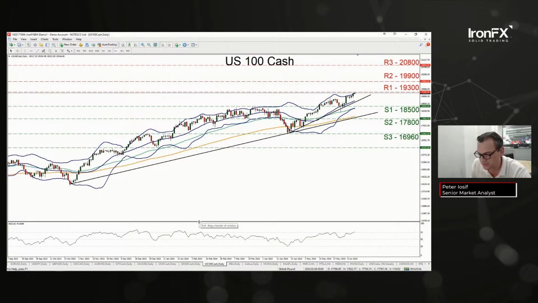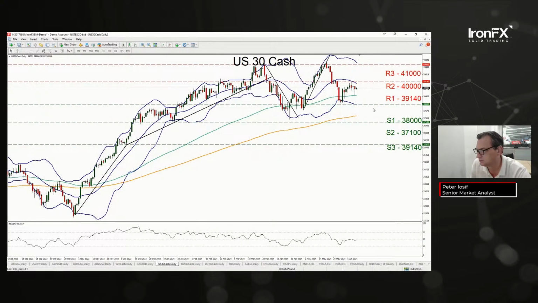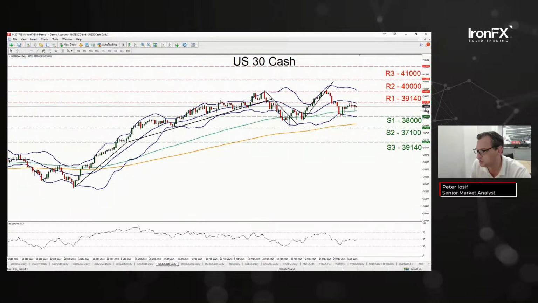Let's have a look also at Dow Jones. Dow Jones, which has hit a ceiling on Friday at the 39,140, remains confined in a very slow market motion between the R1 and the S1 38,000. We tend to maintain the bias for the sideways motion to continue, and we're basing that practically also on the RSI indicator, which remains close to the reading of 50, implying a rather indecisive market.